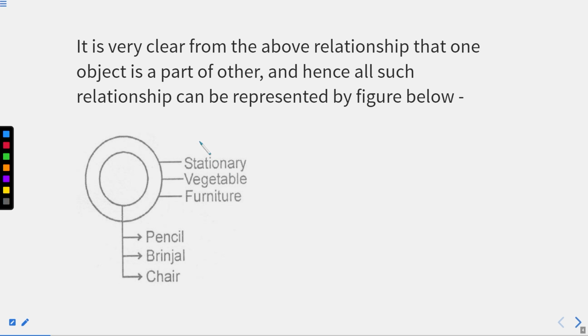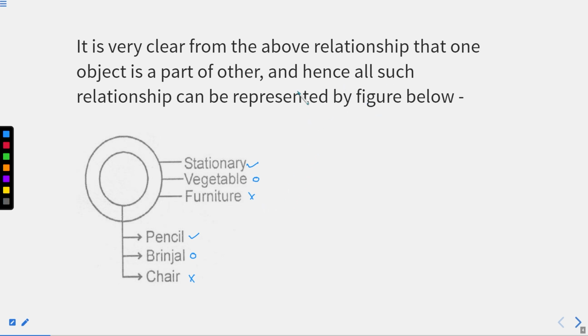So here you can see that it is very clear from the above relations that we have just read that one object is part of the other. Like pencil is part of stationery, brinjal is part of vegetable, and chair is part of furniture. I hope you got this point as well.